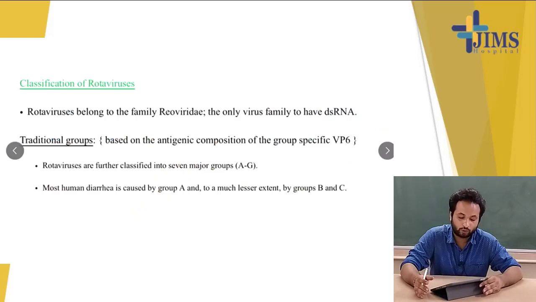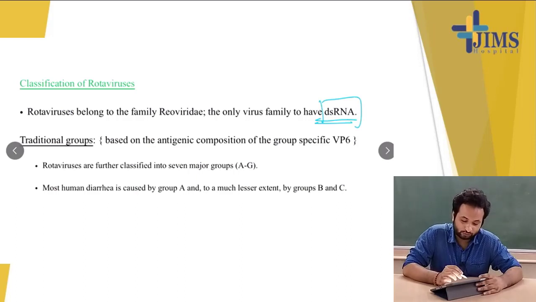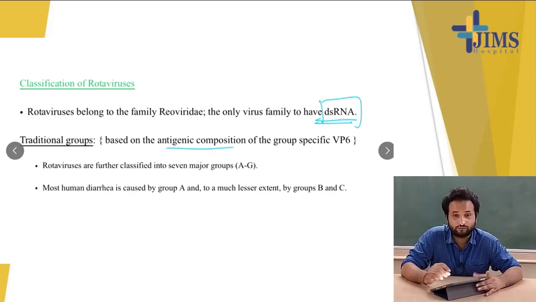Now how are these viruses classified? First of all, they are the only viral family which has double-stranded RNA. Classification can be done in two ways. There is the traditional classification, making traditional groups, which is based on the antigenic composition of the group-specific VP6. Based on VP6, it is divided into 7 major groups, from A to G. The most important group which causes viral diarrhea is group A, and to a much lesser extent group B and group C also cause diarrhea.